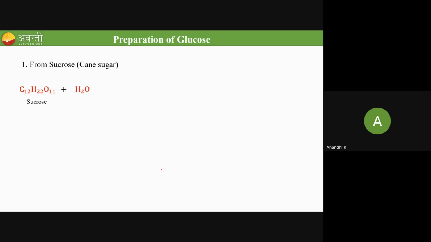Make it react with water and heat it in the presence of dilute HCl or dilute H2SO4 in alcoholic solution. Treat this with a mineral acid and heat it. You will get two compounds: one is glucose and the other one is fructose. Both have the same molecular formula, but they differ only in the functional group. Glucose contains an aldehyde and fructose contains a ketone. They are isomers, functional isomers.